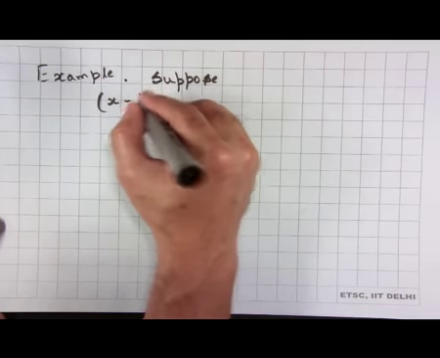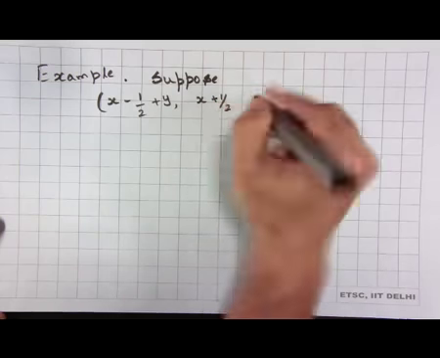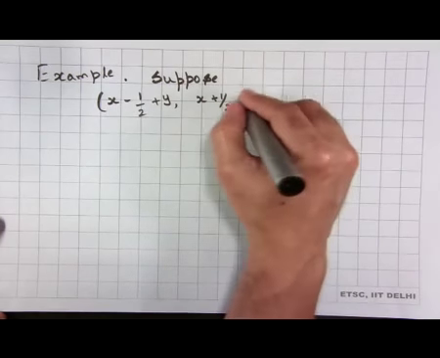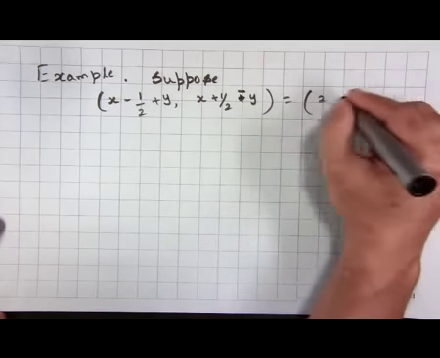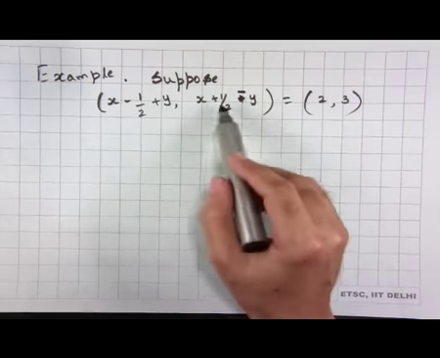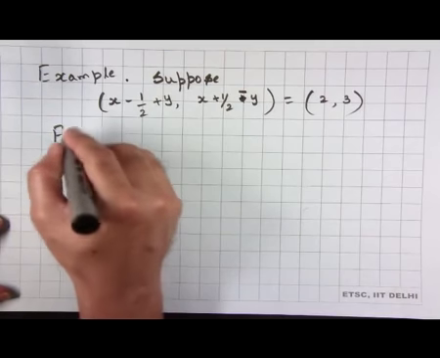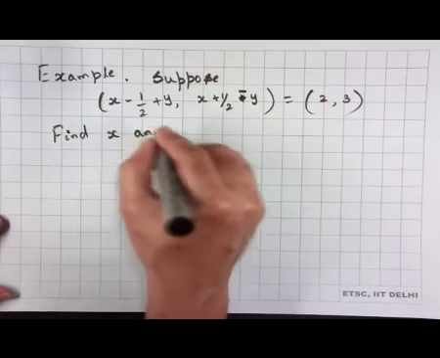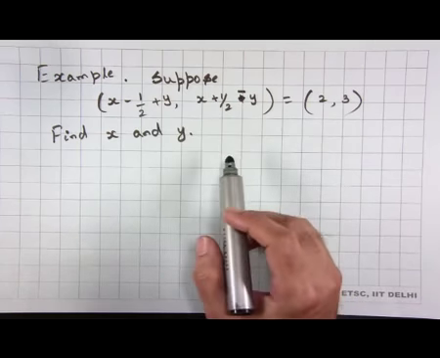Suppose the ordered pair (x minus half plus y, x plus half minus y) is the same as (2, 3). Find x and y. So, on the left we have an ordered pair and on the right we have an ordered pair, and what is given is that these two ordered pairs are equal.